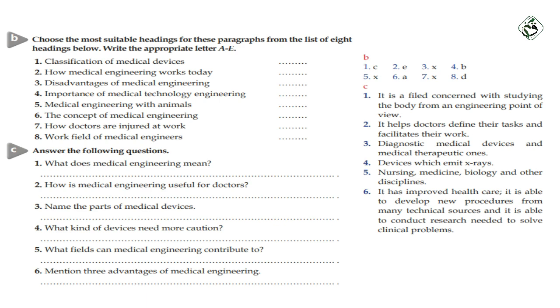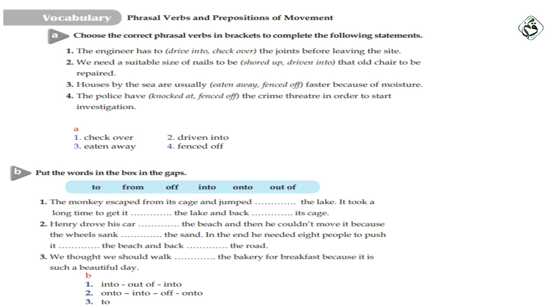Vocabulary. Phrasal verbs and prepositions of movement. Choose the correct phrasal verbs in brackets to complete the following statements. The engineer has to check over the joints before leaving the site. We need a stable size of nails to be driven into that old chair to be repaired. Houses by the sea are usually eaten away faster because of moisture. The police have fenced off the crime scene in order to start.